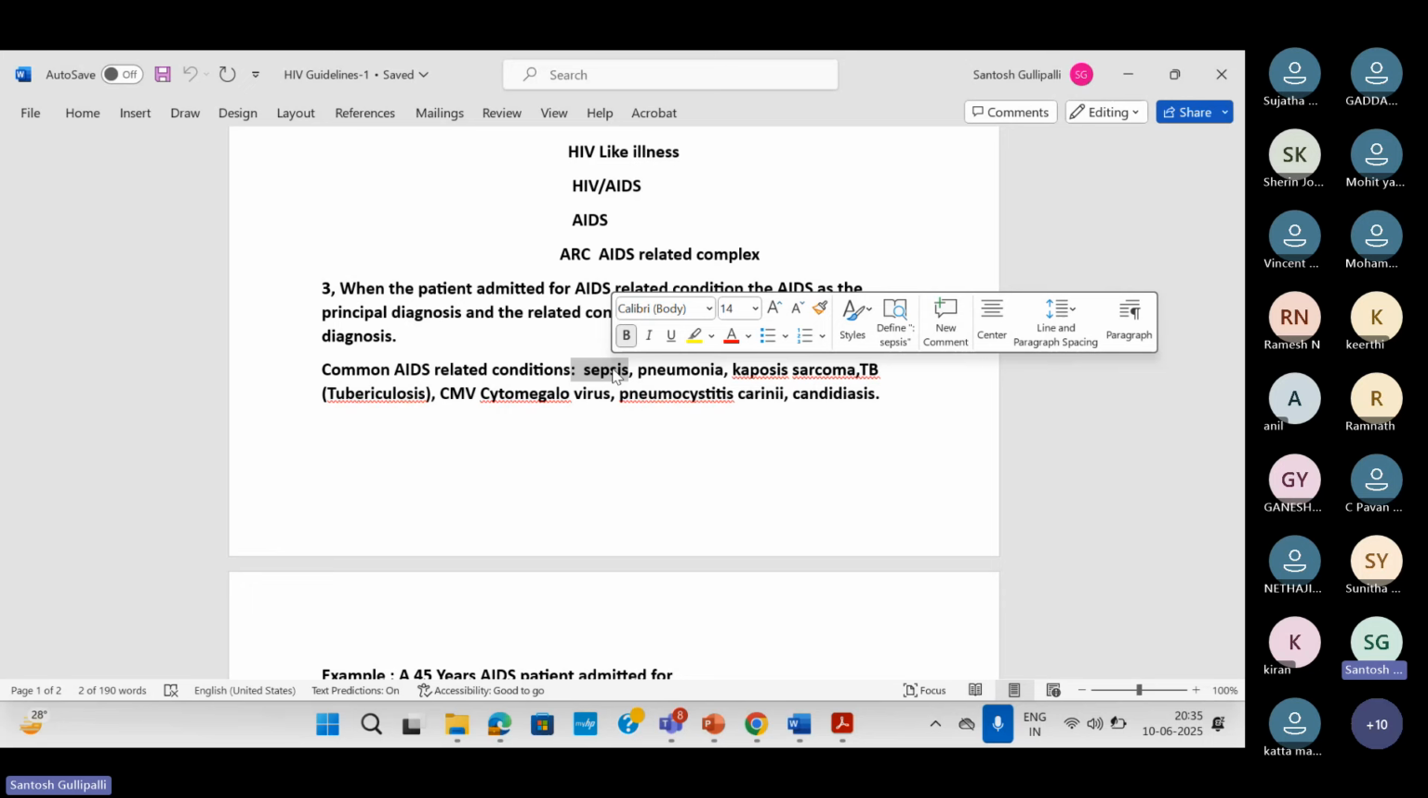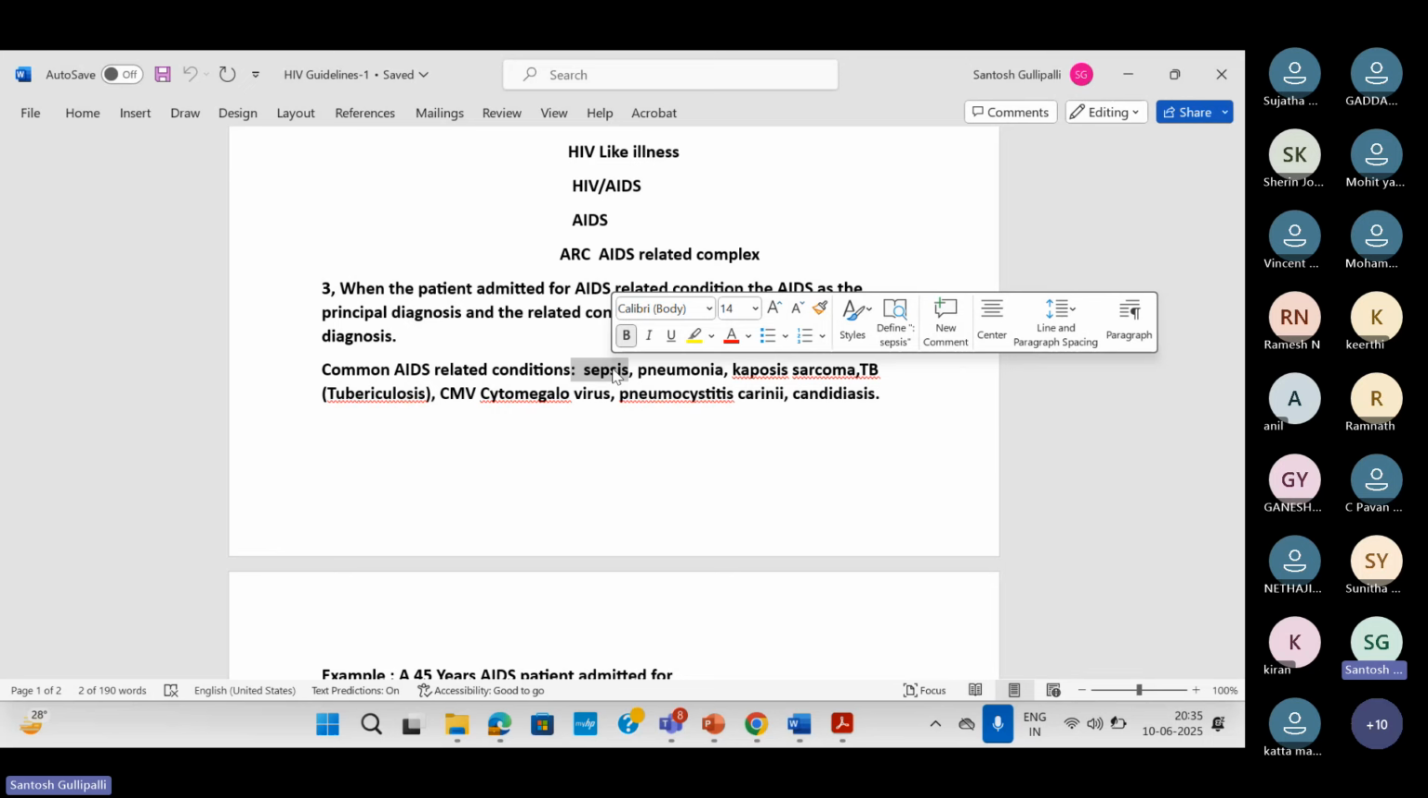So when to assign primary level, when to assign secondary level. When to assign AIDS as the principal diagnosis, when to assign AIDS as the secondary diagnosis. So when the patient is admitted for an AIDS related condition, the AIDS B20 is the principal diagnosis and the related condition is the secondary diagnosis.